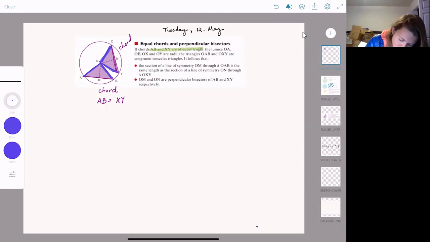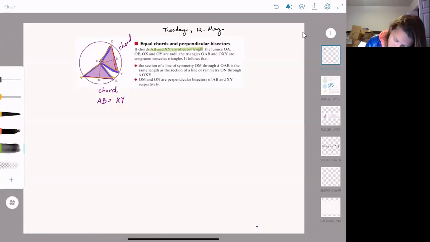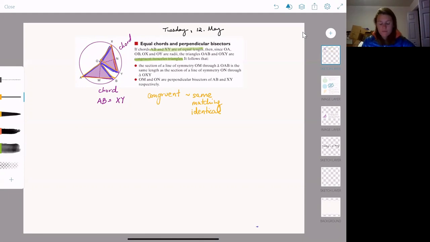The triangle OAB and OXY, they are congruent. They are congruent isosceles triangles. So remember that word congruent? Congruent means the same, or they're matching, or they are identical, whichever one you want to choose, okay?